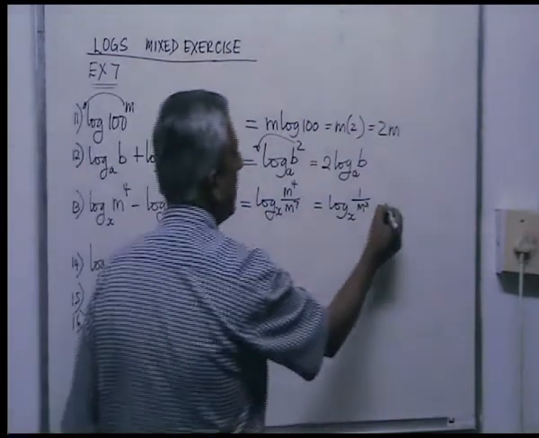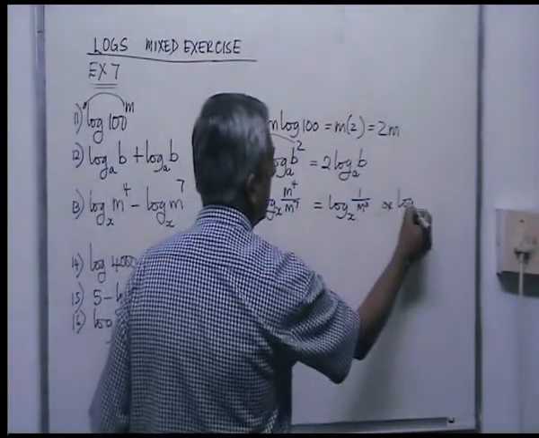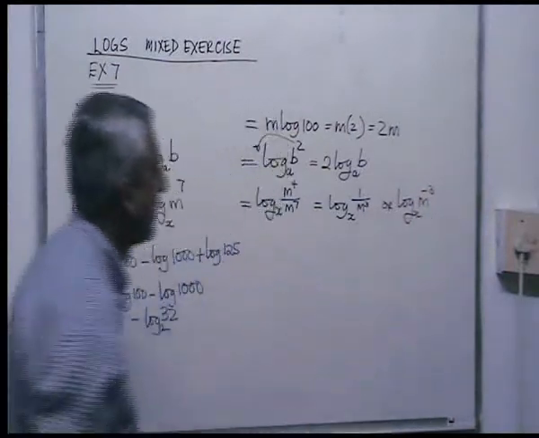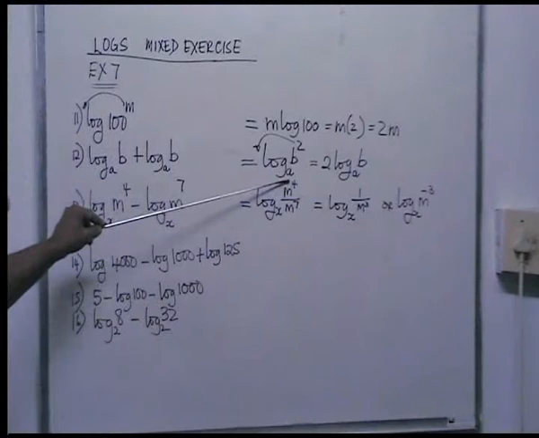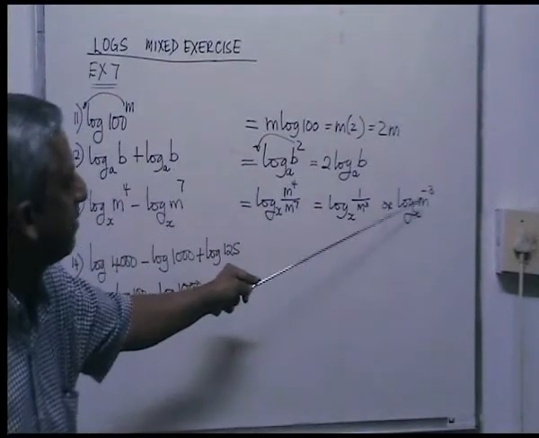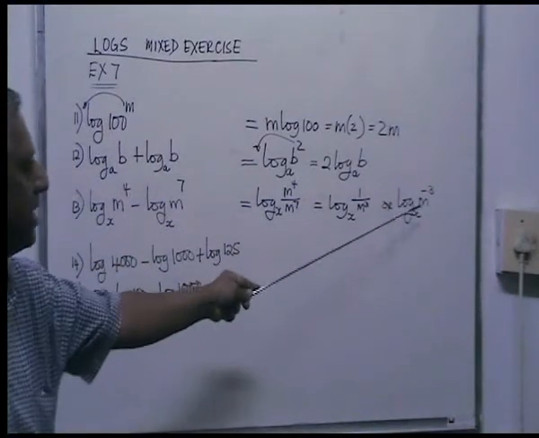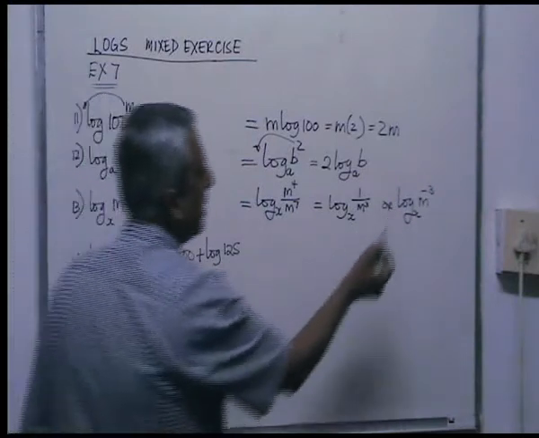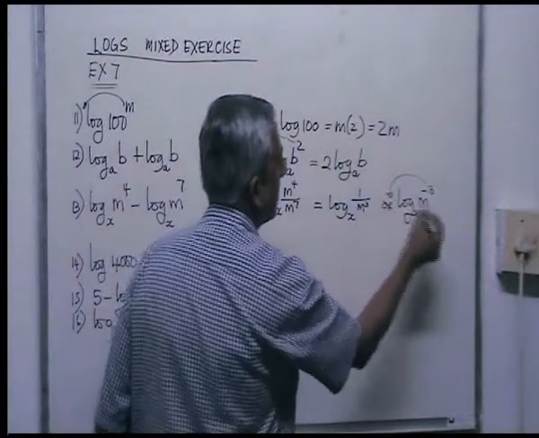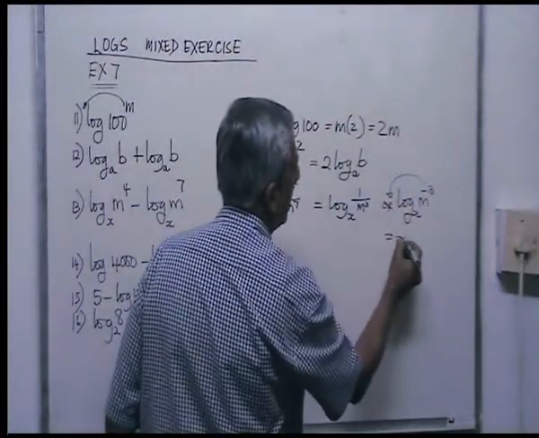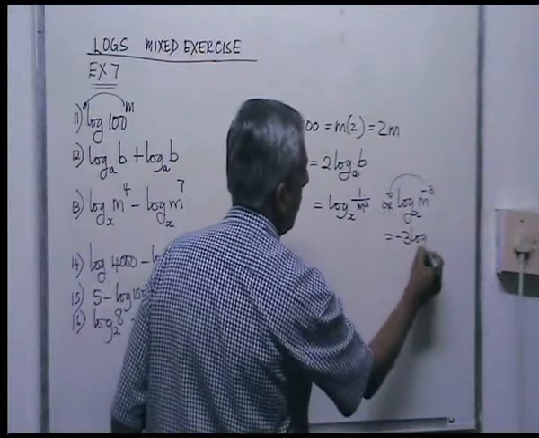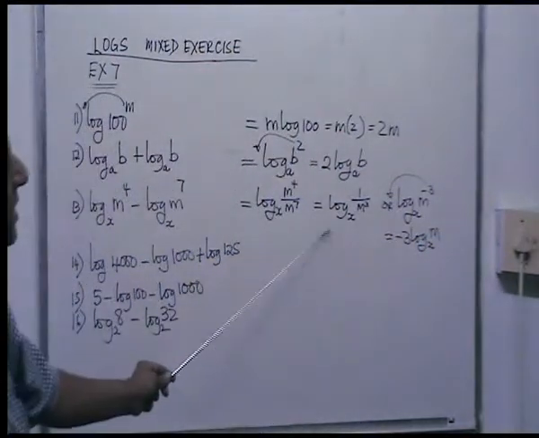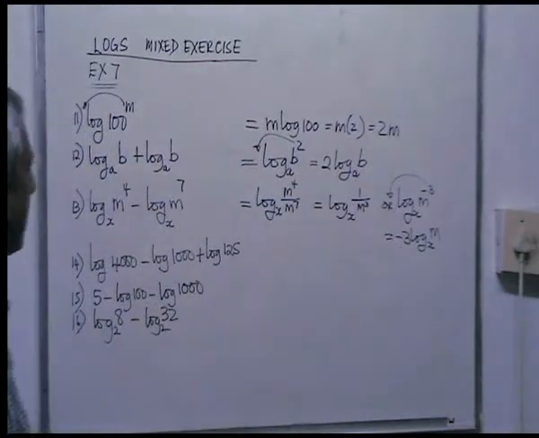Another answer for this will be log m to the minus 3. You see, if you subtract it on top, 4 minus 7, you'll get m to the minus 3. In that case, you will bring the 3 to the front here, so it will become minus 3 log m to the base x. So we've got two answers. You can write it like that, or you can write it like that.